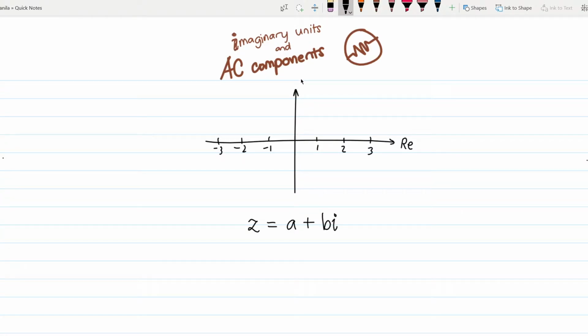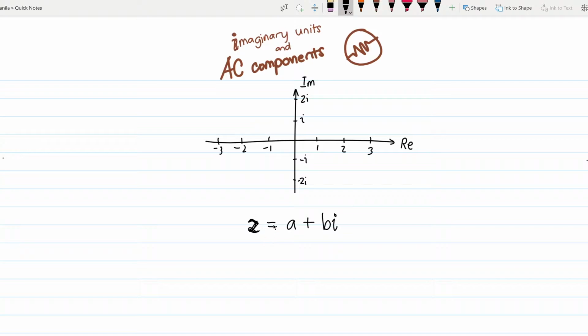On the y-axis, we have the imaginary numbers. We have i, we have 2i. On the other hand, we have minus i, minus 2i, so on and so forth. All right, so how are we going to plot this? What do you call this? This is called a phasor. This Z is called a phasor. It's going to be clear why.